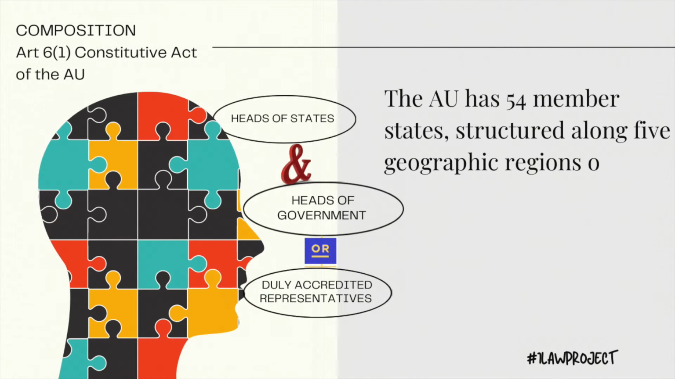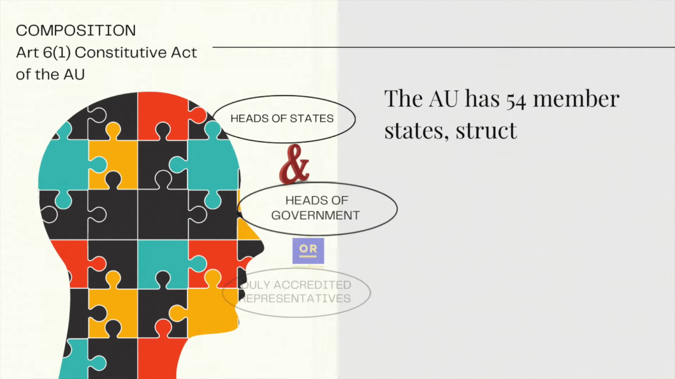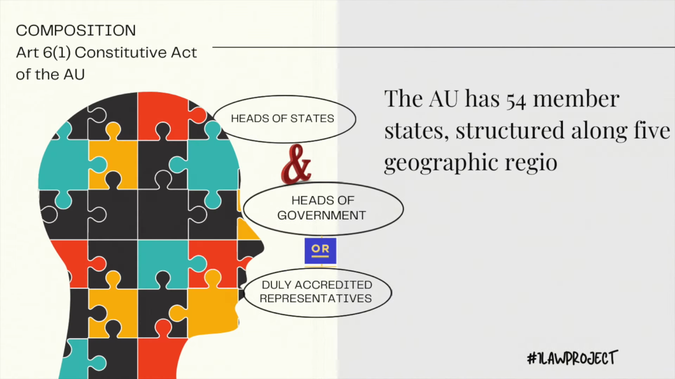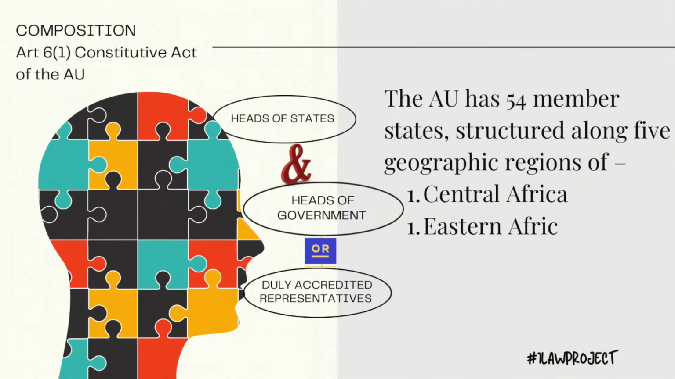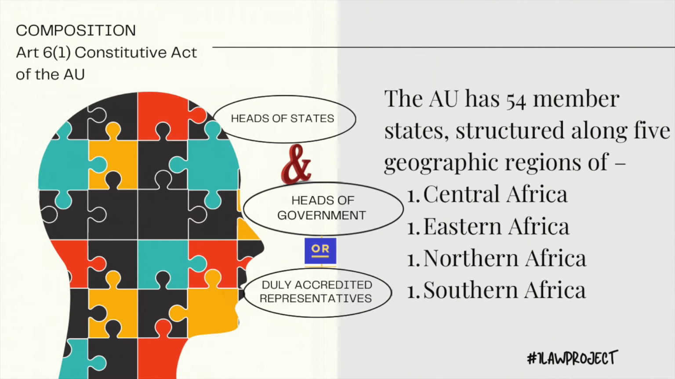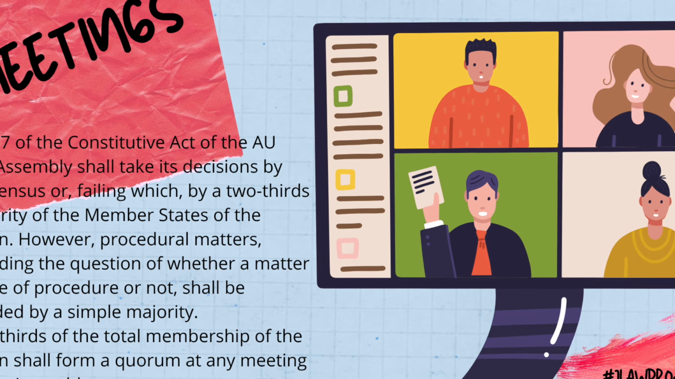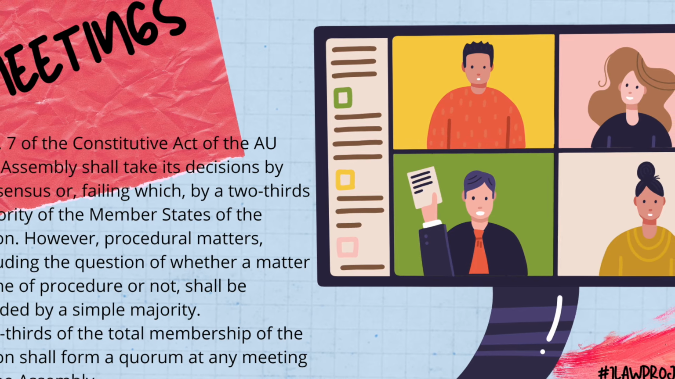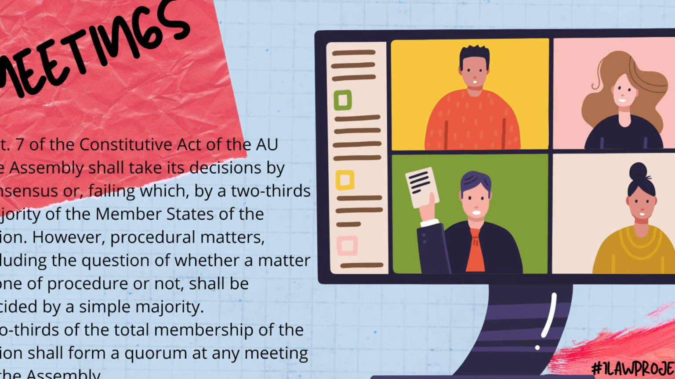The Assembly may also grant observer or accreditation status to non-governmental organizations, non-African states, regional integration, and international organizations. Irrespective of this fact, it is essential to note that only member states possess voting rights. According to Article 7 of the Constitutive Act of the AU, all issues being decided on except simple issues require a 2/3 majority, which is also the number required for quorum at any meeting of the Assembly.